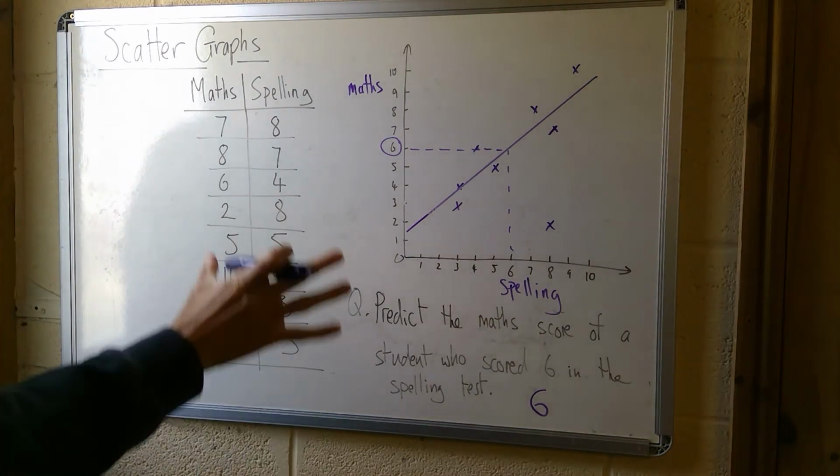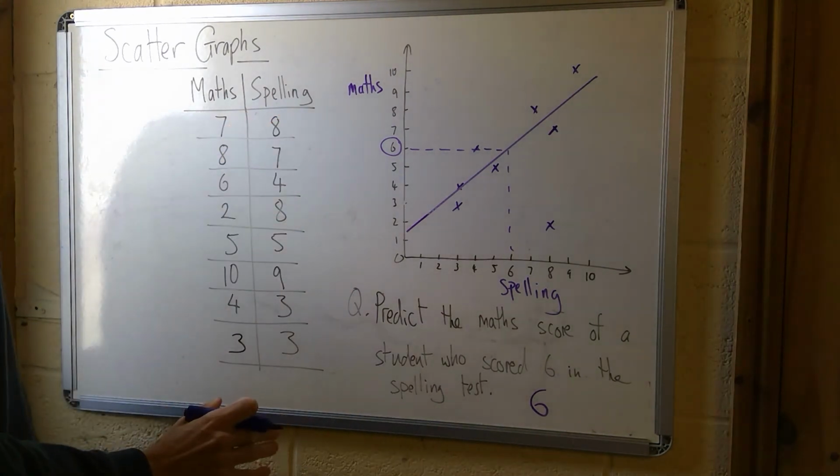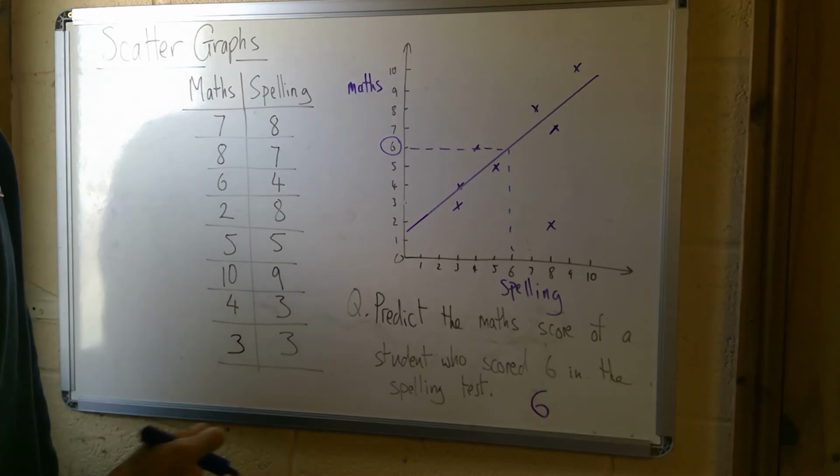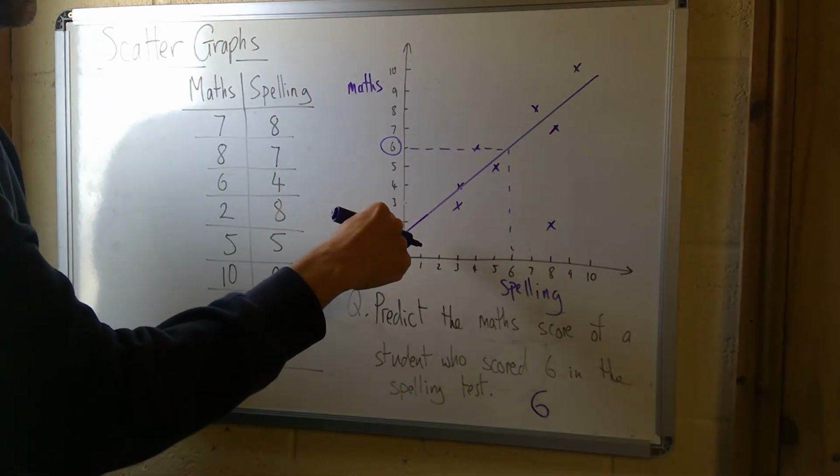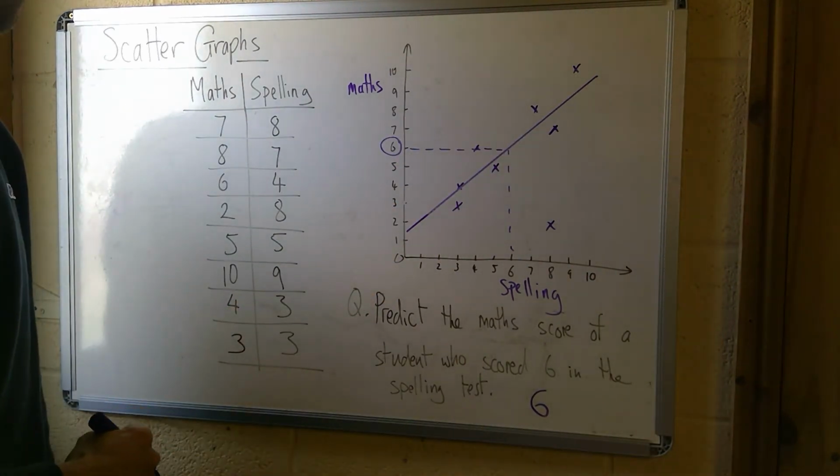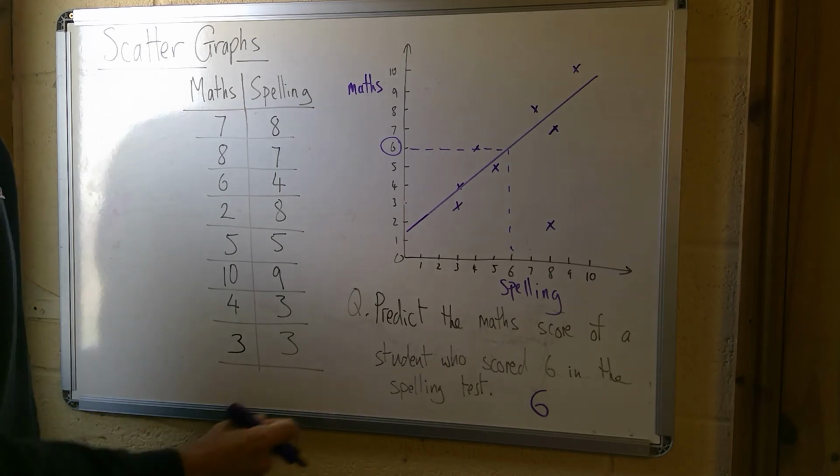So this is how we can go from raw data into a scatter graph, look for correlation, draw a line of best fit, and then use the scatter graph to make a prediction.